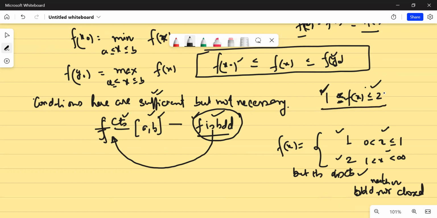So it always lies between 1 and 2 only. So it is a bounded function, but it is discontinuous. Also, it is not defined on the closed and bounded interval. So it is defined on 0, infinity, which is neither closed nor bounded. So it is unbounded. So if a function is bounded, it is not always necessary that the function will be continuous on a closed and bounded interval. If a function f is continuous on a closed bounded interval, fine, f will be bounded.